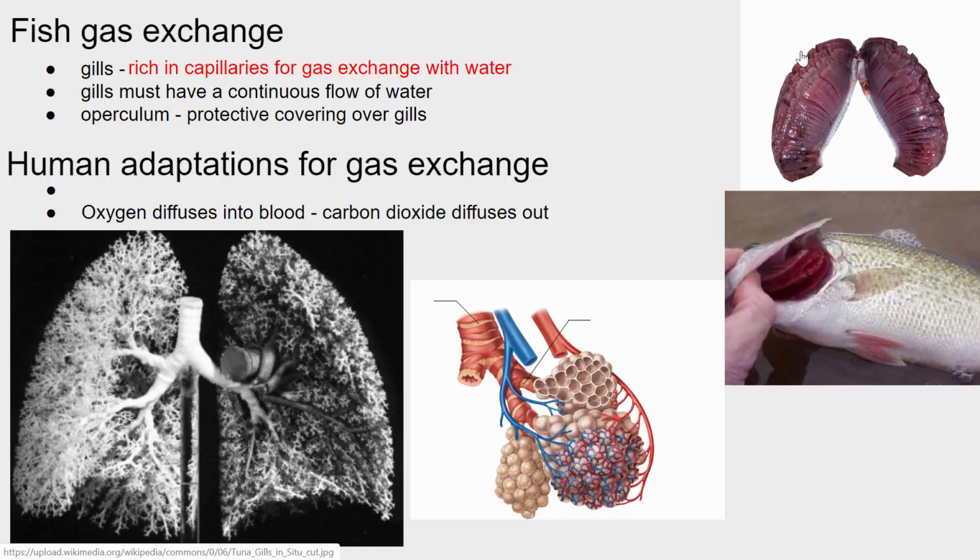And gills must have a constant flow of water over them in order to function properly. When the gills are out of the water, they all collapse on one another, and therefore they're not able to absorb oxygen anymore. And so that's why fish need to be in the water to absorb that oxygen.